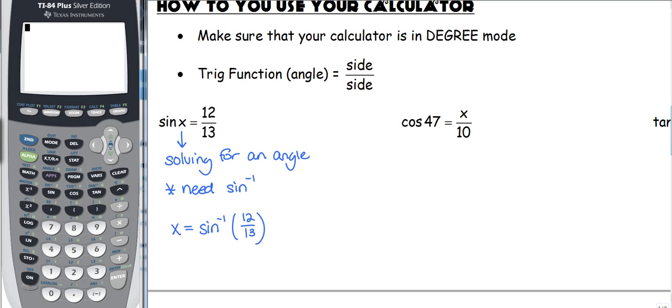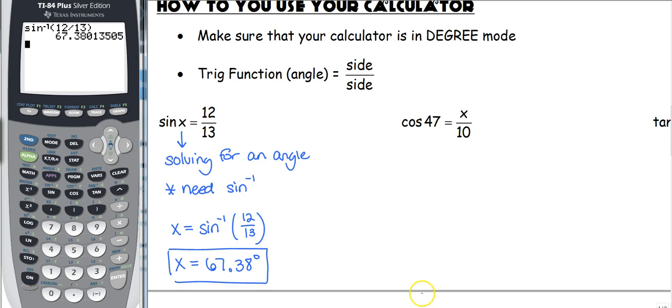So we go to our calculator. You see the sine button, cosine, tangent. Well, right above sine is sine to the negative first. So I want to get to that sine to the negative first. So I hit second sine, type in my ratio, hit enter, and we're going to round to the nearest hundredths for now. So x is going to be equal to 67.38 degrees. For now, we're only going to be dealing with degrees. Later on, we're going to start talking about radians.